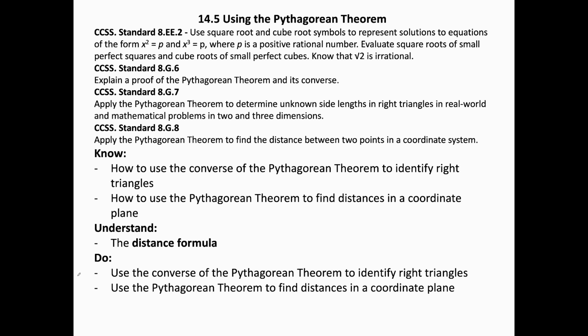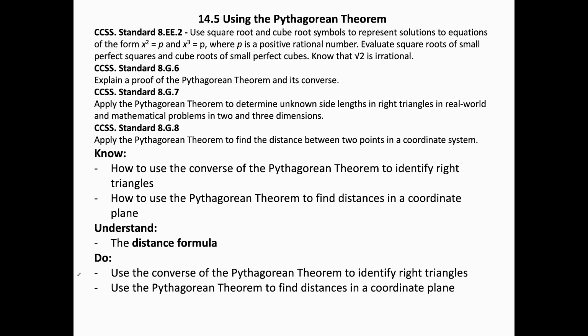One of the things we're going to learn about is another theorem called the converse of the Pythagorean theorem. What's that all about? It turns out we can use the converse of the Pythagorean theorem to identify right triangles. If I know all the side lengths, I can say, that's a right triangle, no, that one's not, yep, that one is. And then we'll also use the Pythagorean theorem to find distances in the coordinate plane.